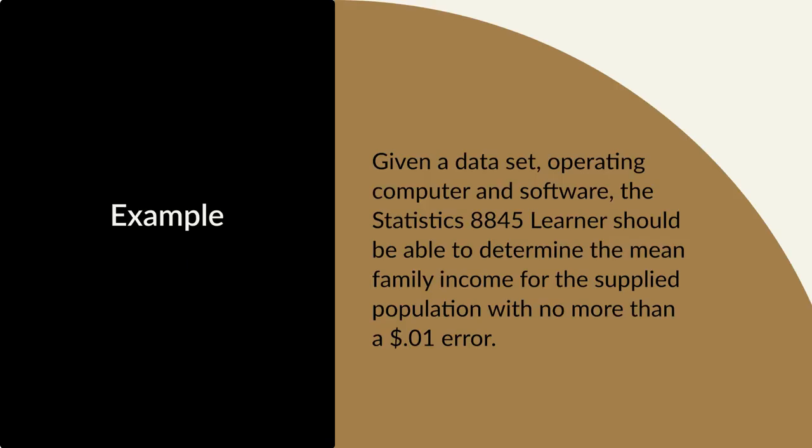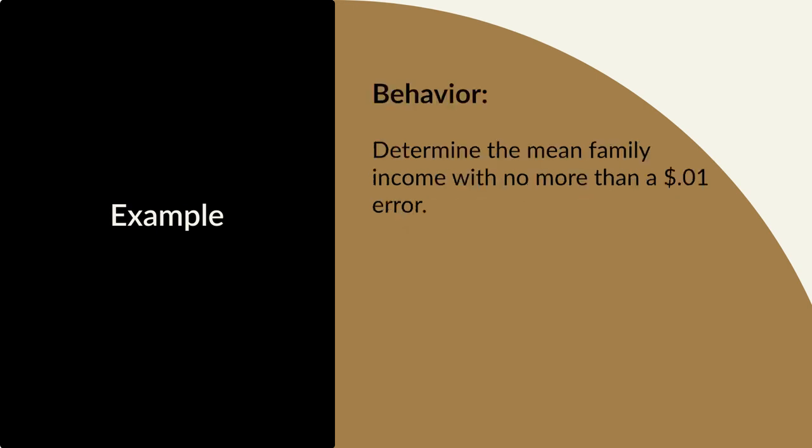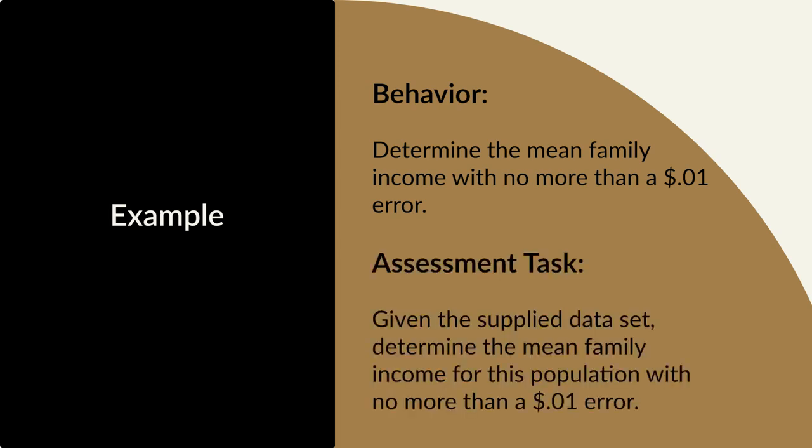Given a data set, operating computer and software, the statistics 8845 learner should be able to determine the mean family income for the supplied population with no more than a 1-cent error. In this example, our behavior is to determine the mean family income with no more than a 1-cent error. If the assessment task is written like this, given the supplied data set, determine the mean family income for this population with no more than a 1-cent error.